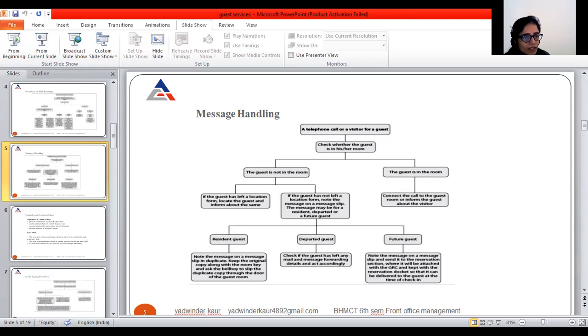If the guest has not left the location form, note the message on a message slip. The message may be for a resident, departed, or future guest. One situation is that we already have the information on where the guest is. The other is that we have no information and no location form, then we note down the message on a message slip. The message may be for a resident guest, departed guest, or a future guest, right?